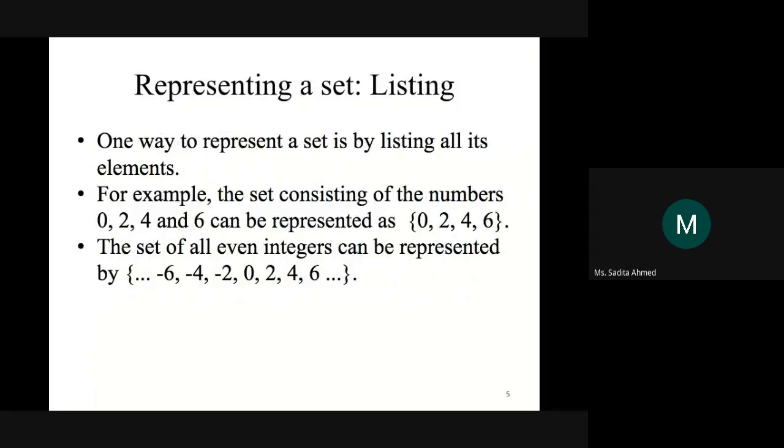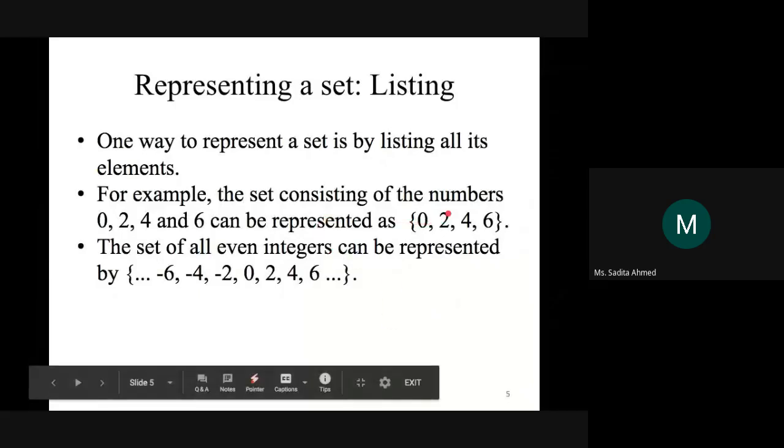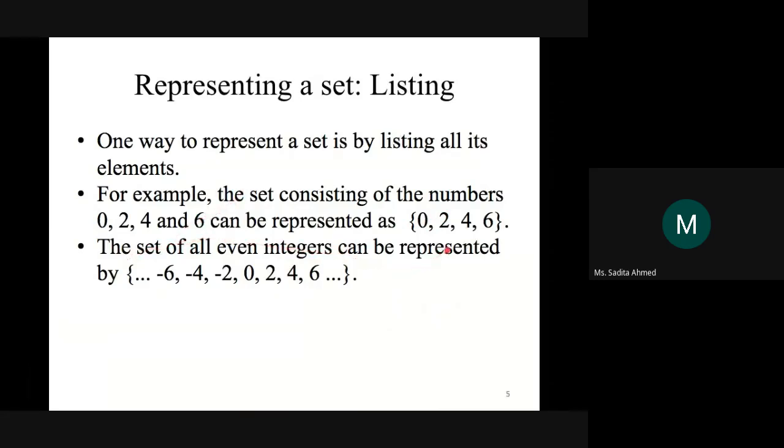How can a set be represented? It can be represented as a list. For example, the set of this class can be represented with curly braces on two sides and the names of all of the students listed out, separated by commas. All right, as simple as that. That's all. For example, here, the one that you see, a set of the numbers 0, 2, 4, 6 can be represented as a list in this manner. Curly braces on two sides and the numbers inside separated by commas. All right.